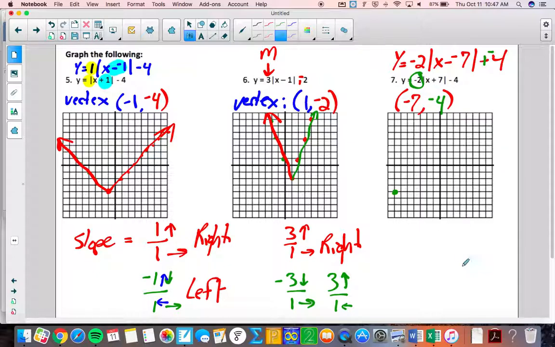This is my slope. So my slope for my right arm is -2. So I'm going to go down 2, right 1 from the vertex as I go to the right. Down 2, right 1, down 2, right 1. Zinging a line.